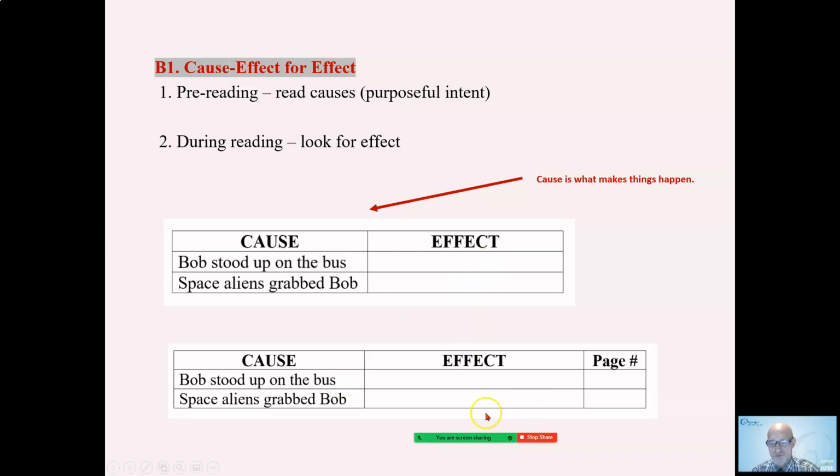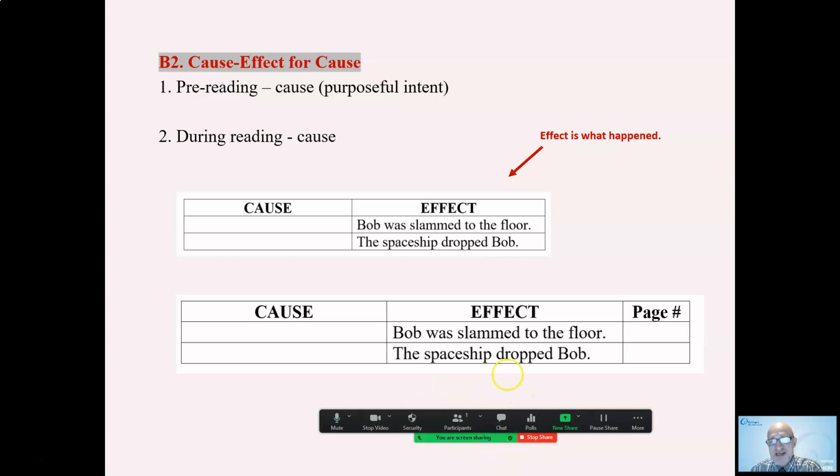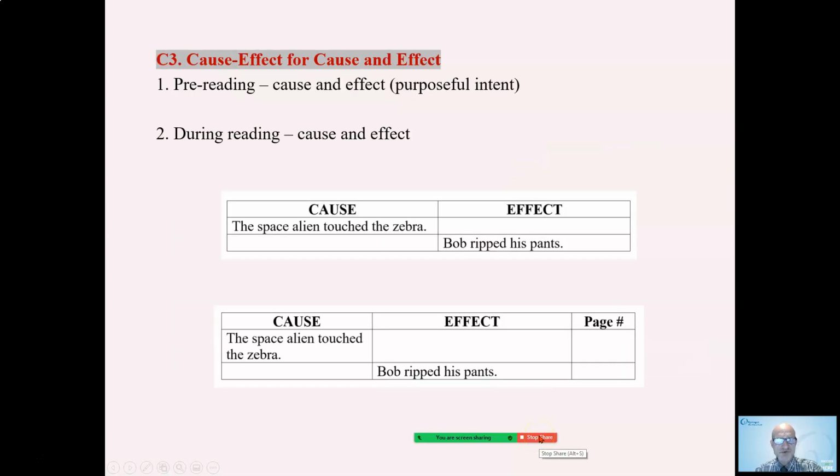We use this graphic organizer. Cause effect, looking for effect. That's B1. B2 is cause effect, looking for cause. Effect is what happens. Cause is what makes it happen. And again, pre-reading activity, short story preview, read through the effects, tell students we're going to look for the cause, and they're reading with purposeful intent. Again, some teachers like to have the page number, some think it's not important. You decide. And then that's B2.